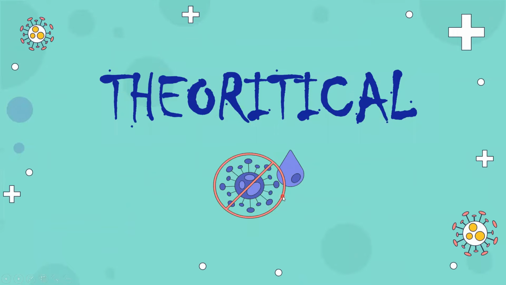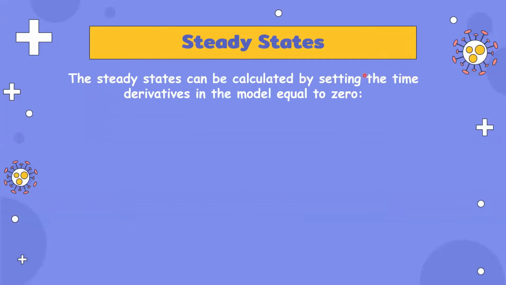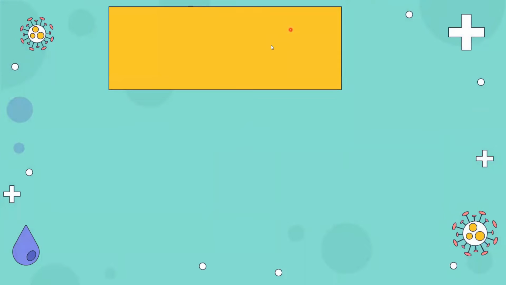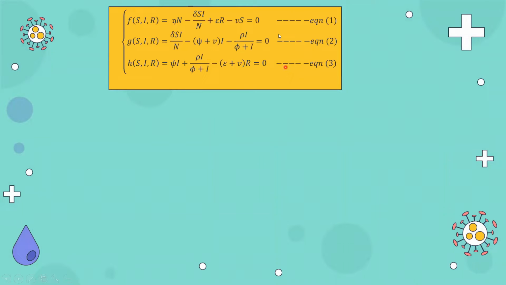Okay, let's move into theoretical part. For the theoretical part, the first one, we are going to talk about the steady state. How to find the steady state? The steady state can be calculated by setting the time derivative of the model equal to 0. So this one like this, and then you will obtain like this. This is the derivative equals to 0: equation 1, equation 2, and equation 3 respectively.